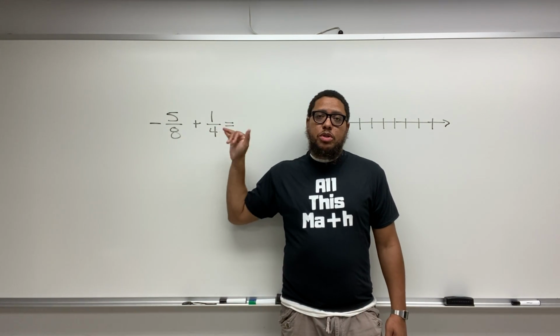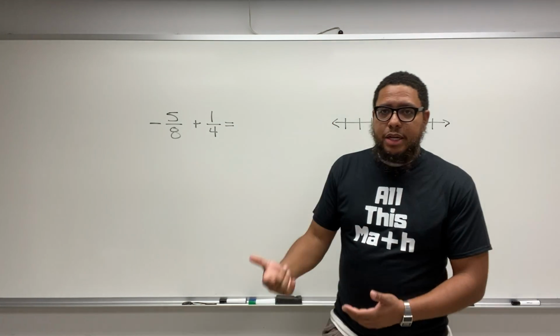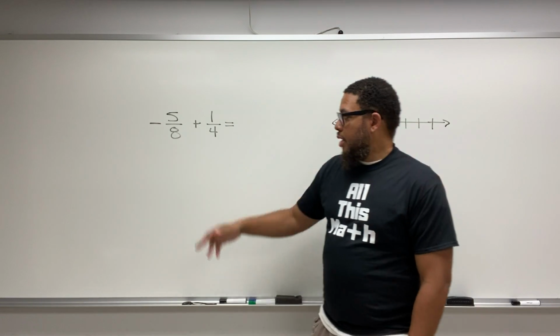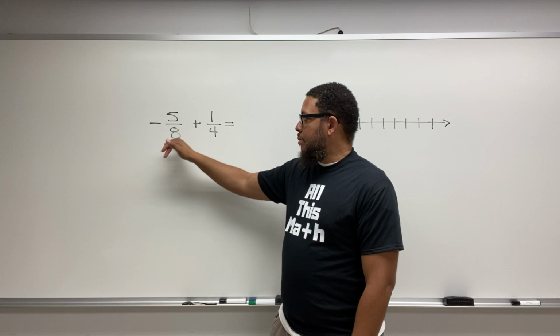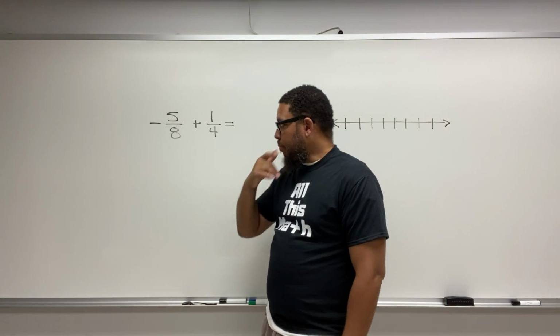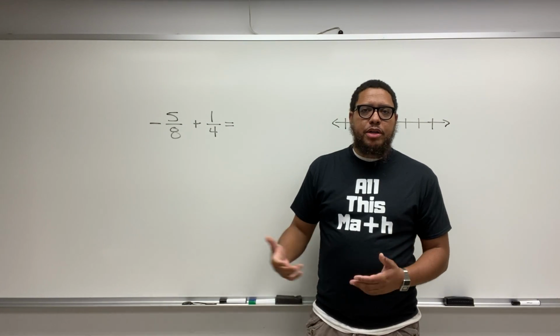So 8 times 4 is 32. That's a common denominator because 8 can multiply into 32, because we just did it. We did 8 times 4, we got 32. And 4 can multiply into 32 because we just did 4 times 8 basically, because 8 times 4 and 4 times 8 is the same thing, right? That's a common denominator, right? But that's bigger than what you need.